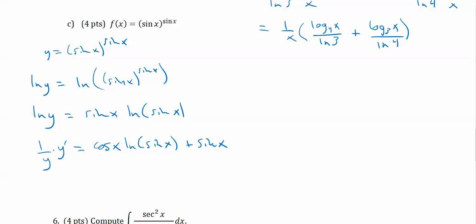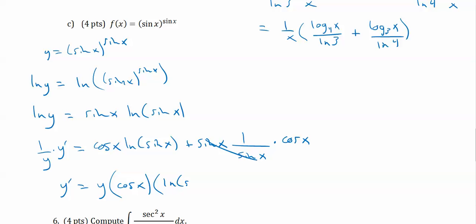And that's a composition, so I need the chain rule. It's going to be 1 over the inside, which conveniently enough is sine x, times the derivative of the inside, which is cos x. So we get some cancellation there. And let me multiply both sides by y so I can solve for y prime. Then I have a cosine x in both terms. Let's factor that out. And then what's left? Just natural log sine x plus, and the second term just has a 1 left because I factored out the cos x.